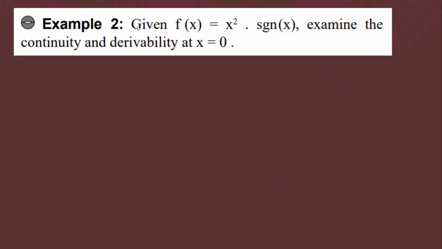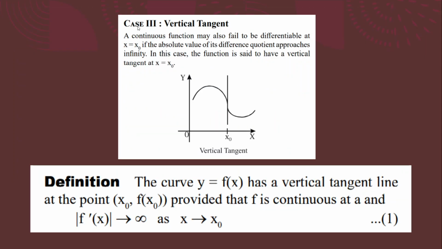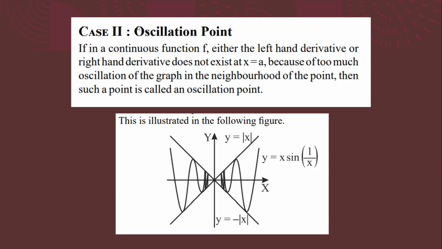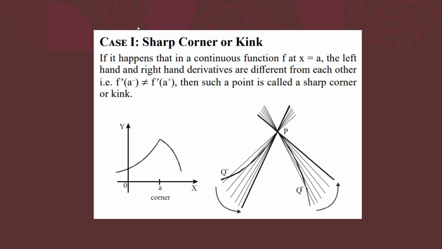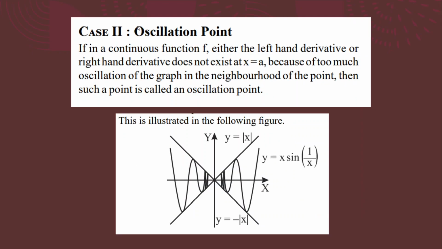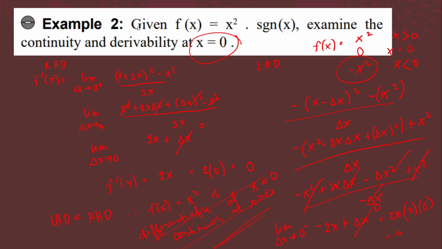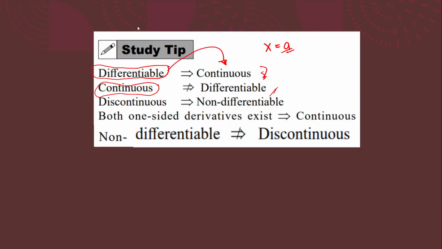Kasi nga, diba, sa example natin kanina, continuous ito, pero hindi siya differentiable kasi ang tangent line is a vertical line. Continuous ito but not differentiable kasi oscillation. Continuous ito but not differentiable kasi may corner. So, ang left hand at saka right hand is not equal. Kaya yun po ang findings natin na kapag continuous, it is not always differentiable.